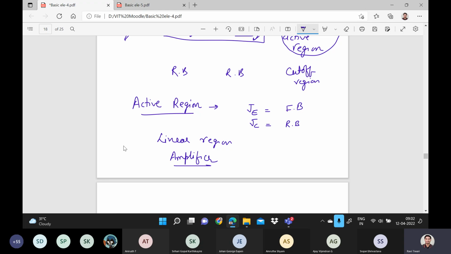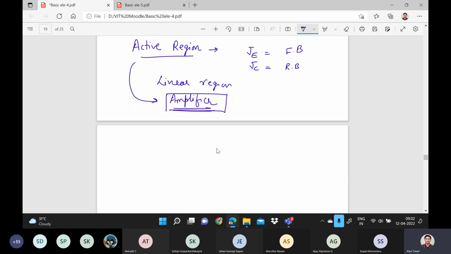Okay, so in the BJT, the active region can behave as an amplifier. The most popular region will be the linear region or active region. What is actually happening? Suppose we have a BJT like this, which is common emitter, for example. This is base, this is collector, and this is the emitter. And for example, this is the input IB.